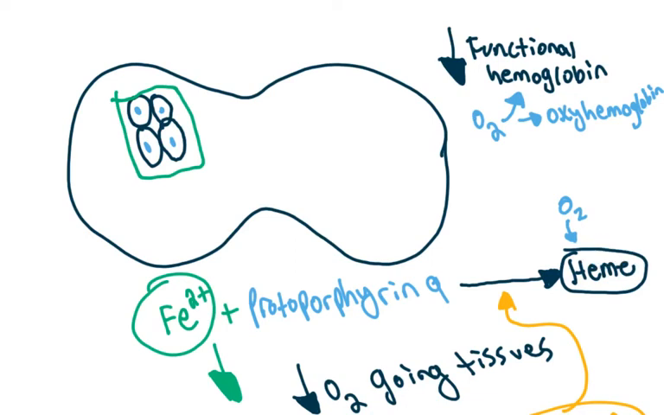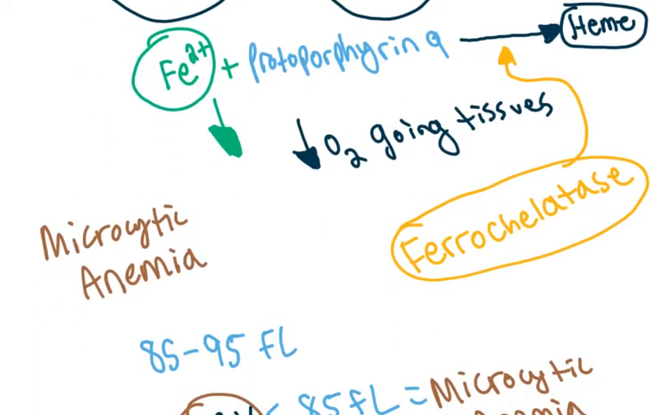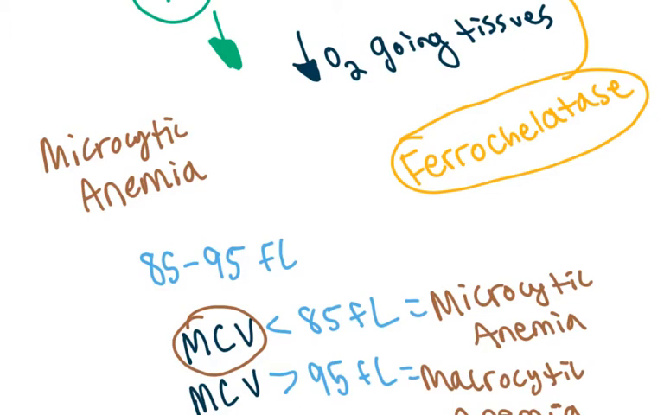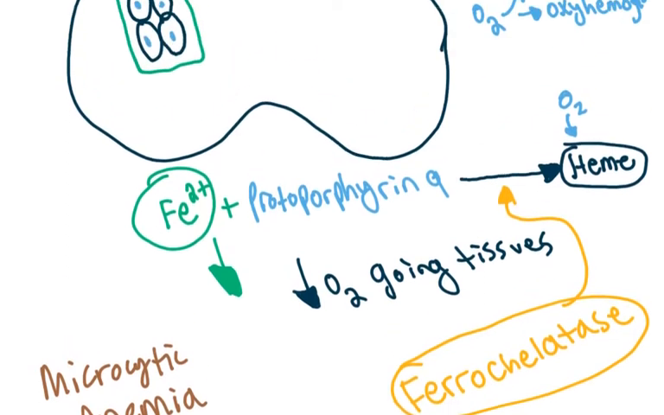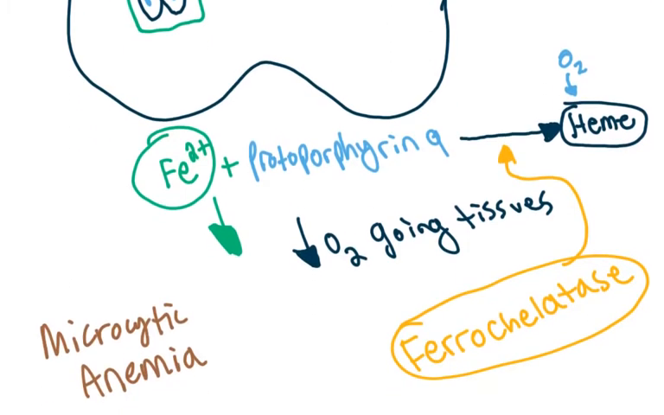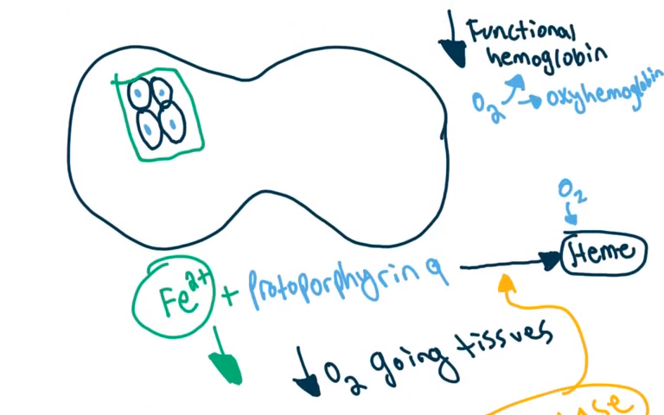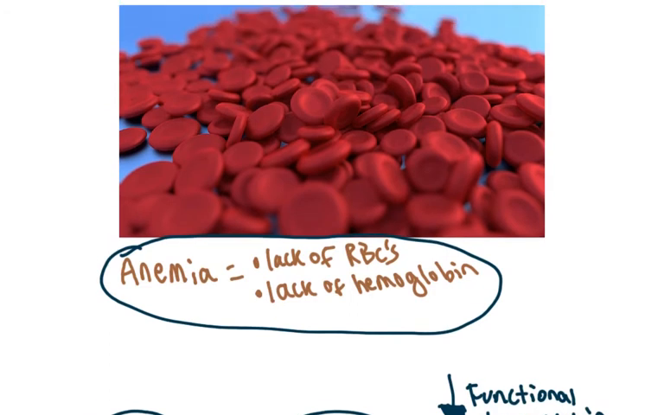So if we don't have enough heme, and heme is an integral part of our hemoglobin, that means we won't have enough functional hemoglobin. So if we have less hemoglobin in our red blood cells, we have a decreased size in our red blood cells, which is going to be classified as microcytic anemia, again, because it's less than 85 femtoliters. And it's going to lead to decreased oxygen going to your tissues, right? If you have decreased oxygen, you might have an elevated heart rate, shortness of breath or dyspnea, and many other symptoms. You might feel tired also, and there are many more symptoms for iron deficiency anemia.